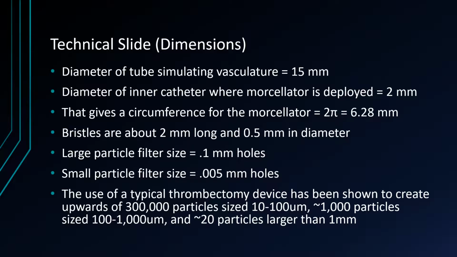And this is because the use of a typical thrombectomy device has been shown to create upwards of 300,000 particles sized 10 to 100 picometers, 1,000 particles sized 100 to 1,000 picometers, and about 20 particles larger than 1 millimeter on average. Now this is important because while it may seem that large particles are more dangerous, actually the larger particles are easier to capture, while the smaller particles can do just as much damage and are harder to capture. And if they slip by the treatment zone and make their way into the lungs, that's what causes a pulmonary embolism, one of the major side effects or bad things that could happen during a thrombectomy.